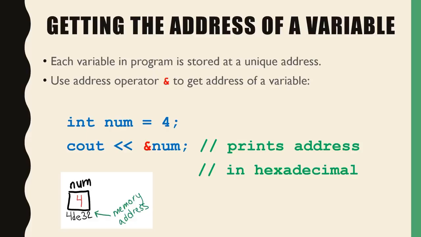Okay, in this slide, we have num, which is assigned 4, and so you can see I drew that like it would be in memory down here in the bottom left. And then I print out the memory address of num. And so I'm using that address operator in order to do that. So what would be printed out? 4DE32 is what will be actually printed to the screen here.